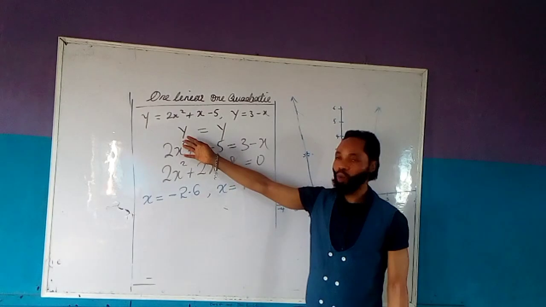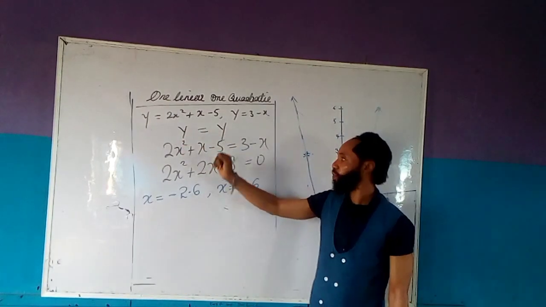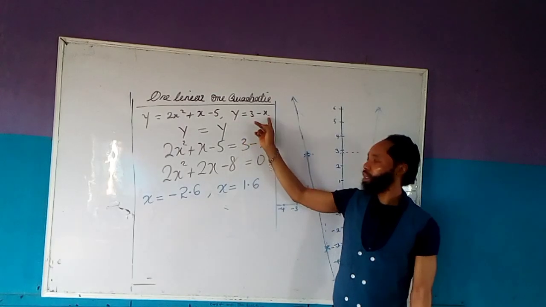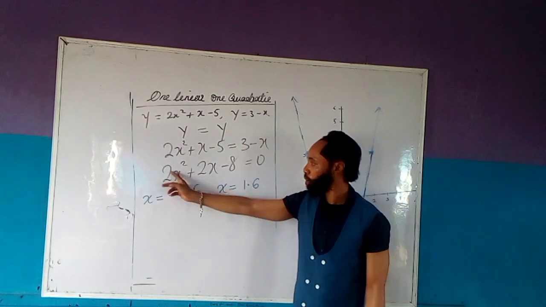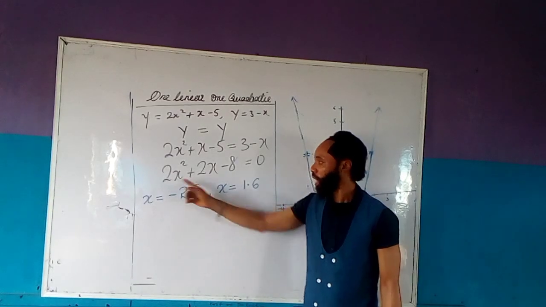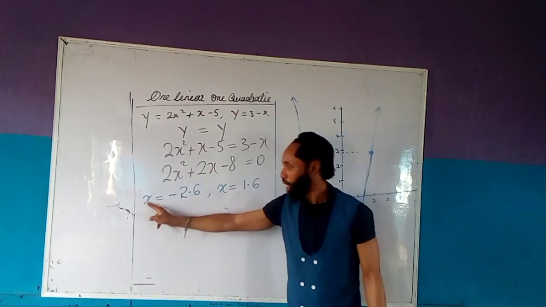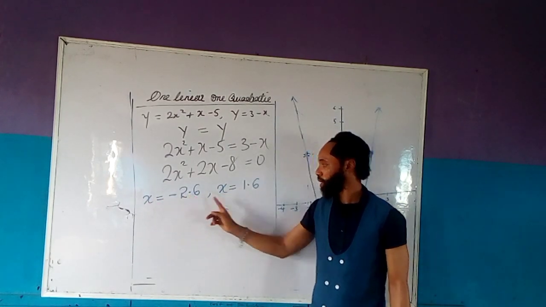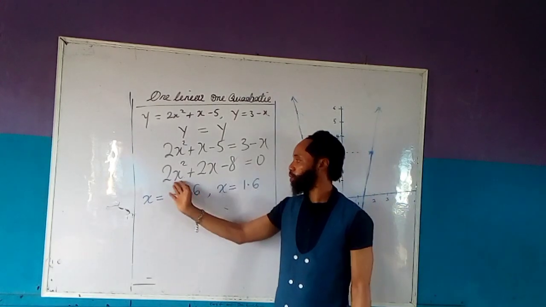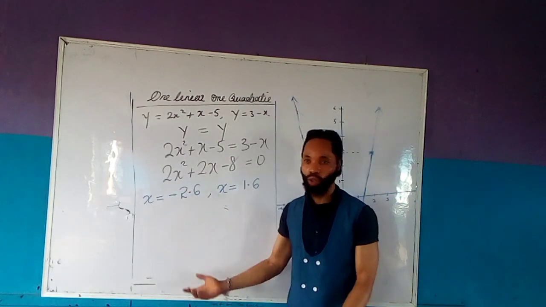We equated y, if y equals y, therefore 2x squared plus x minus 5 equals 3 minus x. So we did that equation. The essence of this equation is to get the values for x. And if we solve this quadratic equation, we're going to get x equals negative 2.6 and x equals what? 1.6. But I didn't know that this is a quadratic expression. I should be able to solve that.